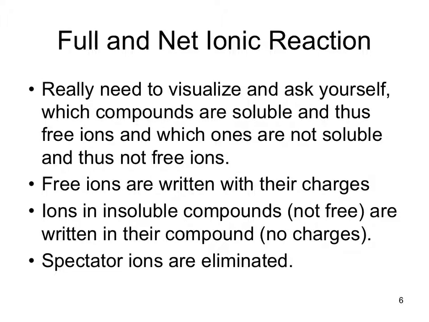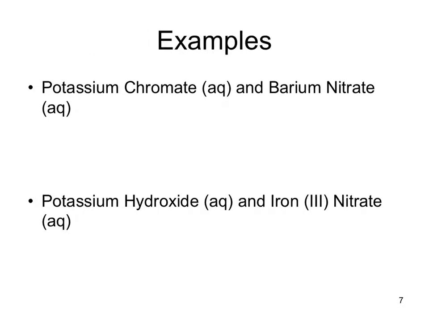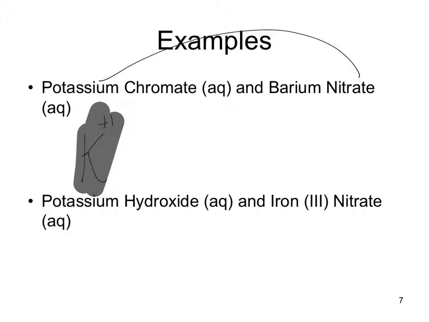Alright, for net ionics, you need to visualize, ask yourself which ones are soluble and free, and which ones are not soluble and not free. Free ions are written with their charges. Ions that are not free are written in their compound with no charges, and we eliminate the spectator ion. So, potassium chromate, the potassium actually doesn't do a darn thing, because it's in the chromate. Potassium is then going to go with nitrate after the reaction occurs. We know that that's going to be a spectator.